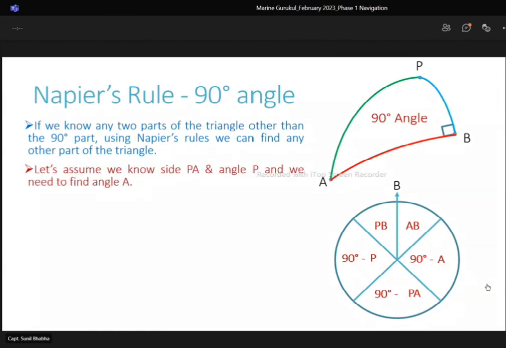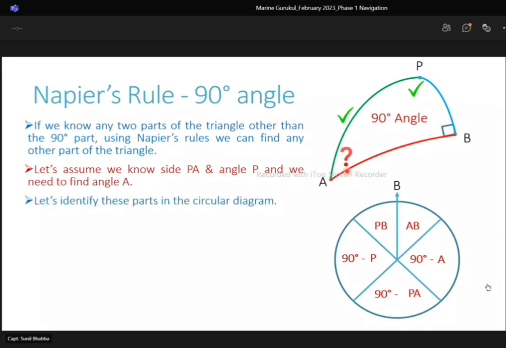Now let's try to apply it in the PAB triangle. Let's assume that in this triangle we know two parts other than the right angle. Let's assume we know side PA, side Papa Alpha is known to us, and we also know angle P of this triangle. So you see two tick marks coming up. These tick marked parts are the ones which are known to us. And let's assume that we need to find out angle A of this triangle. So you can see a question mark coming up here, signifying this is the angle which we need to find out.